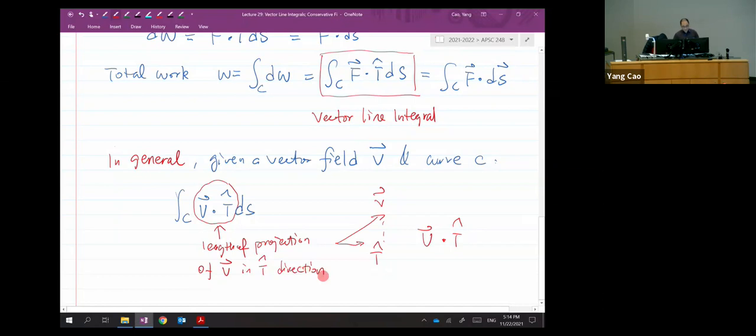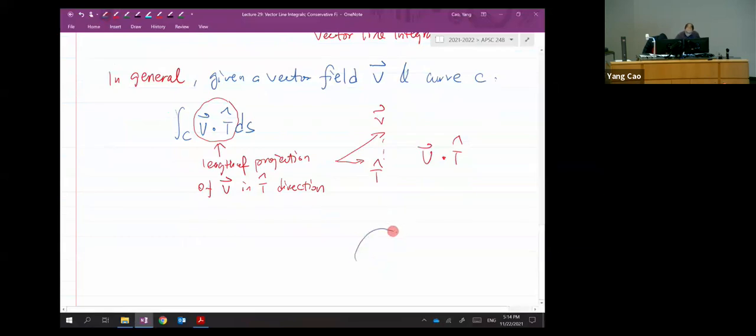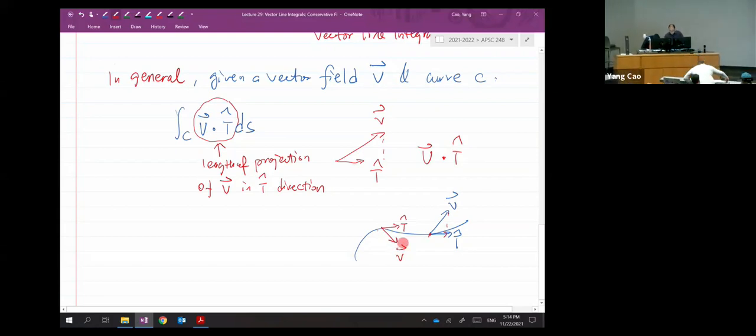This is just at one moment. If you have a curve C, and this is the t hat at this location, and this is the v at this location, then you are projecting v in the direction t hat, and you get one length of projection. Then consider that at each location you have a t hat and you have a v. So at each location, you're doing this.